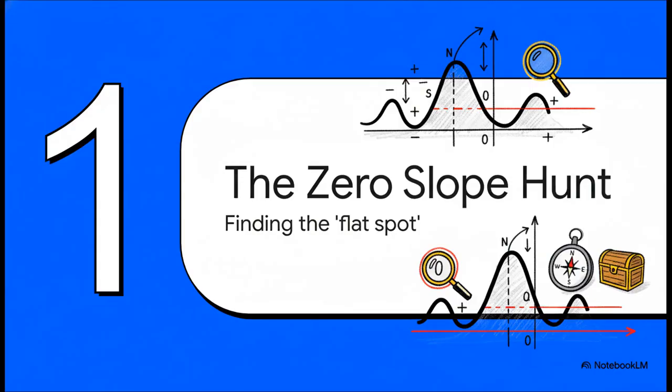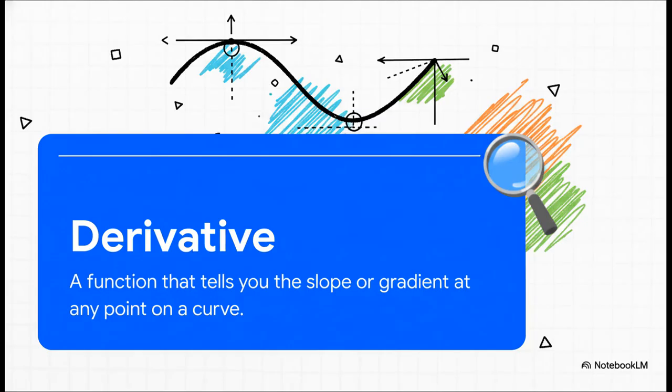All right, so our first mission is what I'm calling the hunt for the zero slope. We're going to figure out what this whole flat spot idea really means in math, and more importantly, how we can actually find it. The main tool we're going to use for this hunt is the derivative. The easiest way to think about it is like a high-tech slope detector. You give it a curve, and the derivative can tell you the exact steepness, the slope, at any single point you want to look at.